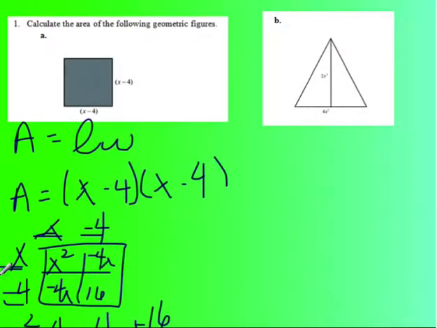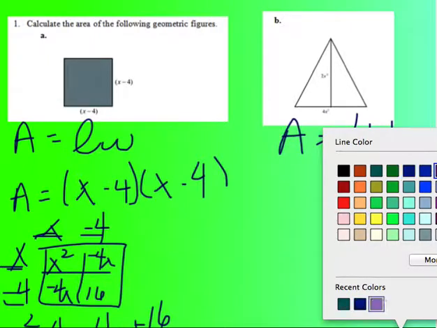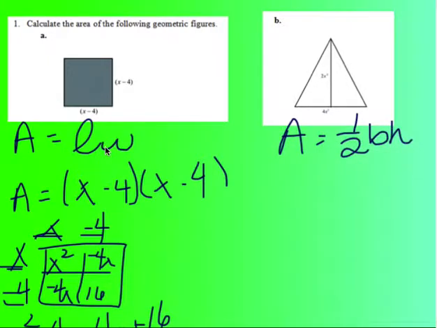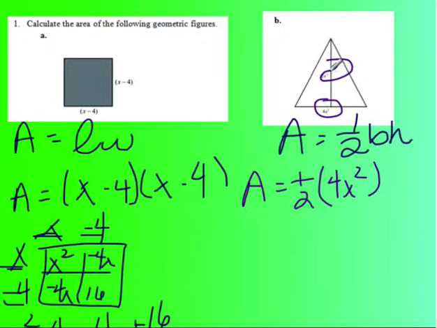So now it wants us to find the area of a triangle. To get the area of a triangle, we need to do 1/2 base times height. So the area of a triangle is 1/2 base times height. Let's start first and foremost by plugging that in. So we have 1/2 and then our base, which is 4x squared, and our height, which is 2x cubed.